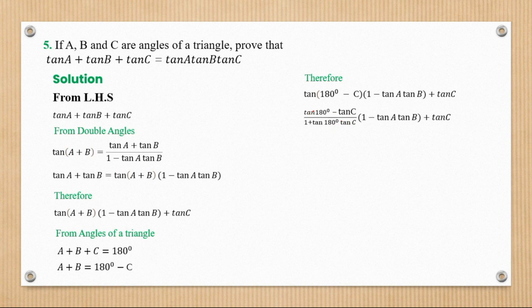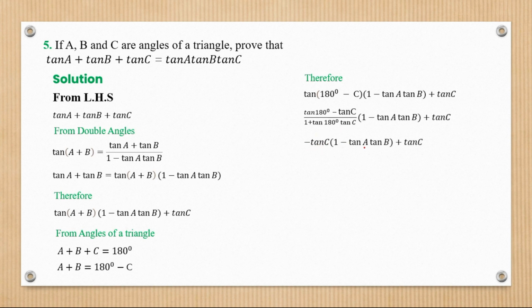But when we press on our calculator, we know tan of 180 is 0. So we can already see that 0 times tanC is 0 and 0 plus 1 is 1. So we have 1 on the denominator. Then at the top we have 0 minus tanC. So at the end of it all, we remain with a negative tanC on this side.